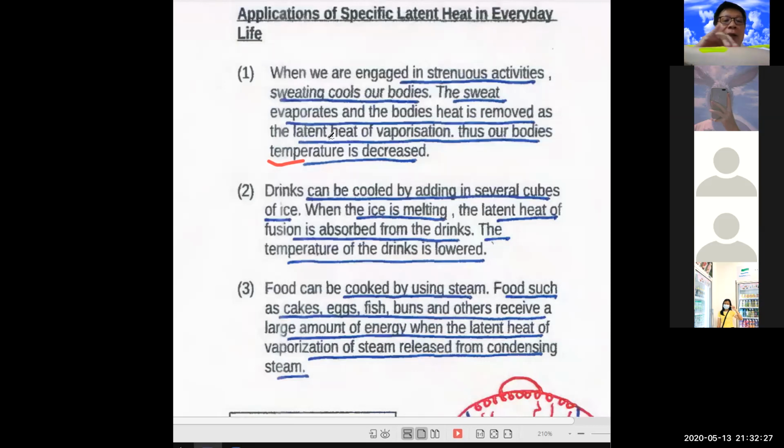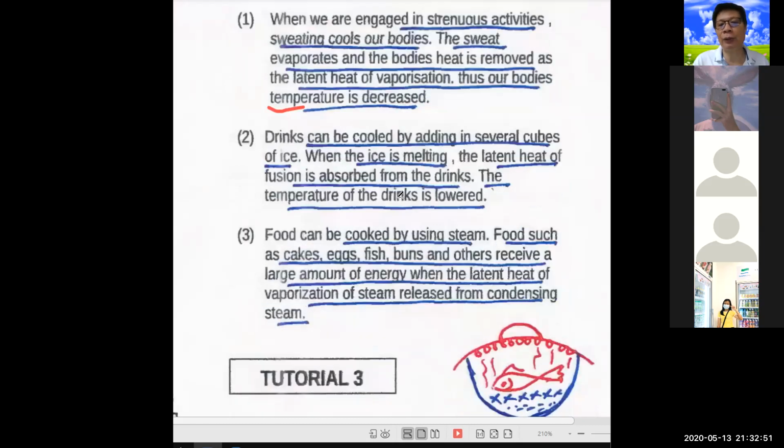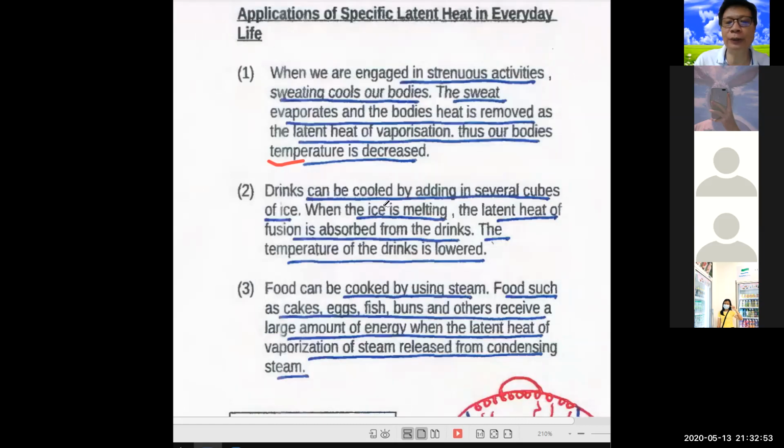So you all understand what happened here now. When the sweat wants to evaporate, you must remember it must absorb heat, absorb latent heat of vaporization. Absorb heat, then we can evaporate. So it will absorb the heat from your skin. That's why your skin feels cold after you sweat. Understand? Okay.